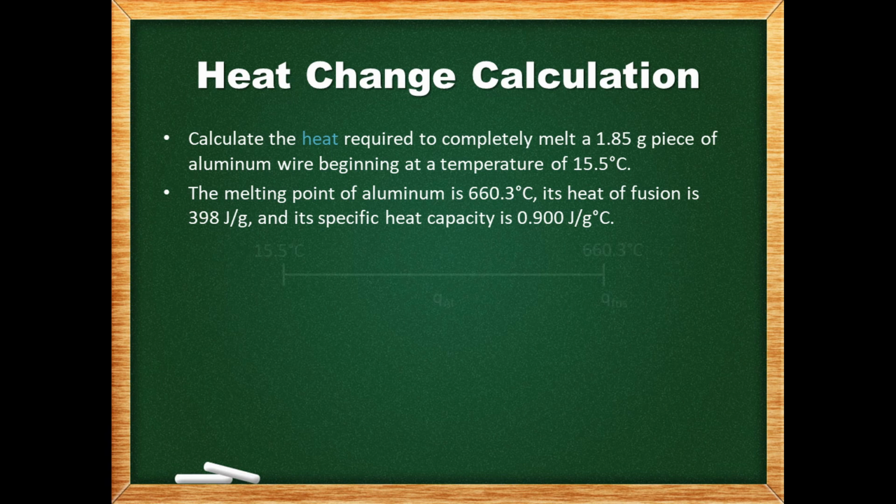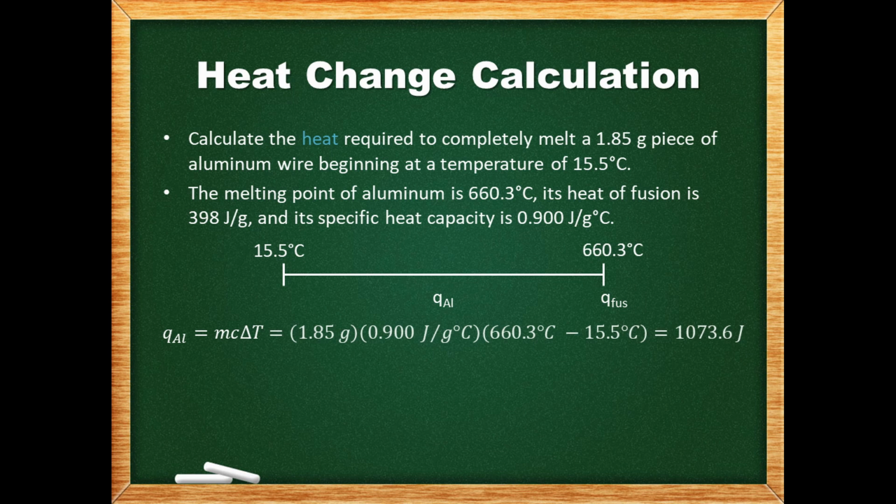It can be helpful to represent the energy changes with a sketch, such as this. We know there will be heat required to raise the solid aluminum to its melting point, and then there will be heat required to melt all of it at this constant temperature. Let's calculate the heat required to reach 660.3 degrees Celsius, which we will call Q aluminum.